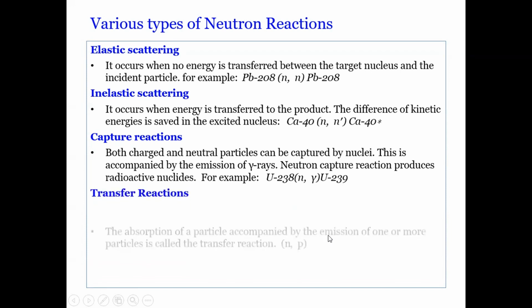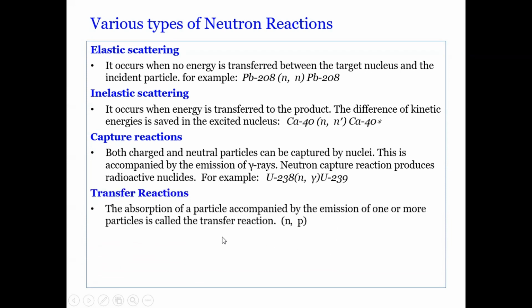The transfer reactions. These reactions are where the absorption of a particle is accompanied by the emission of one or more particles. That is the transfer reaction. For example, a neutron is absorbed in a nucleus and a proton is emitted, or a neutron is absorbed and an alpha particle is emitted, or a neutron is absorbed and a deuteron is emitted. Such a reaction is a transfer reaction. Or a neutron is absorbed and two neutrons are emitted.